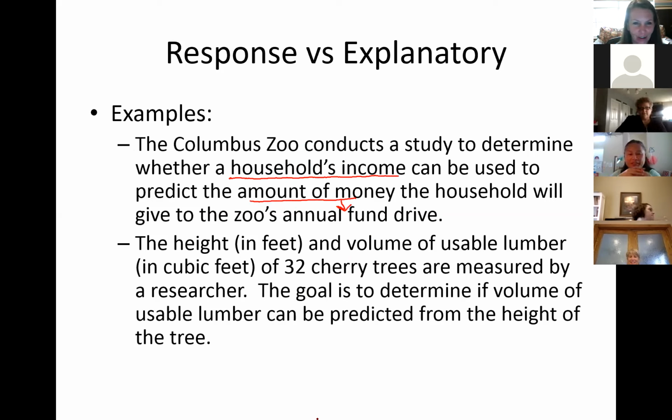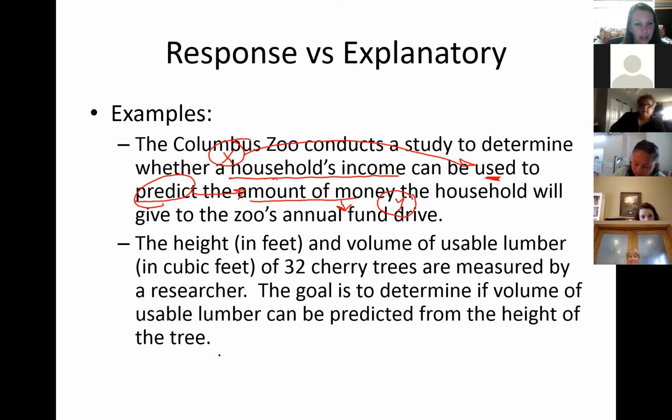Okay, yes, so X is the household income, and then that would mean that Y is going to be the amount of money given. And the way that we can tell this is that it says that we want to predict the amount of money given to the fund drive. So whatever we're trying to predict, that's going to be our Y. And then it says household income was going to be used to make that prediction. So whatever we're using to make the prediction is going to be our X.